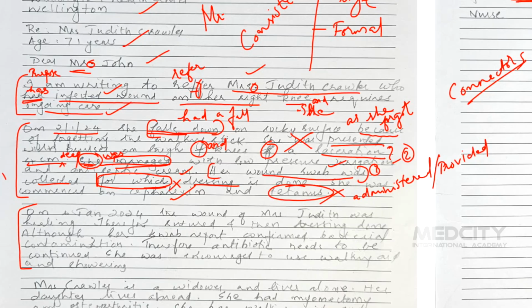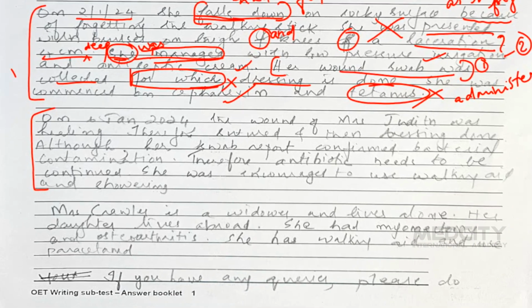Now these are the details of the first day, and now let's move on to the details of the review. So it's written on 6th Jan 2024. Now 6th Jan 2024 is the day on which we are writing the letter. So it is better to say today.